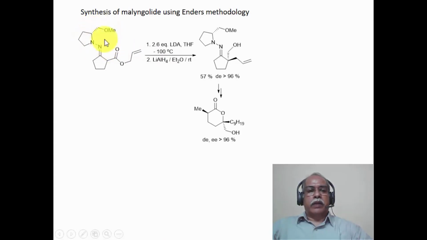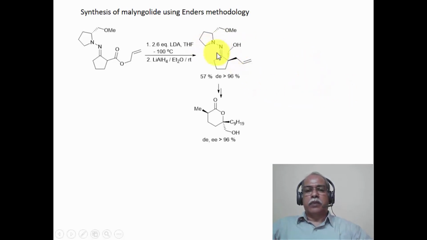The methoxymethyl proline derivative forms the hydrazone with this ketone, and it's enolized. This alpha hydrogen to the ester is enolized in this particular case, and this 3,3 sigmatropic rearrangement produces a carboxylic acid. That carboxylic acid is reduced by lithium aluminum hydride. So there are two steps which are built in this particular scheme. The first step is the generation of the enolate, followed by 3,3 sigmatropic rearrangement to produce the carboxylic acid. The carboxylic acid is reduced with lithium aluminum hydride. So this hydroxy functional group is essentially coming from the carboxylic acid functional group which was originally present, which is being reduced by the lithium aluminum hydride.